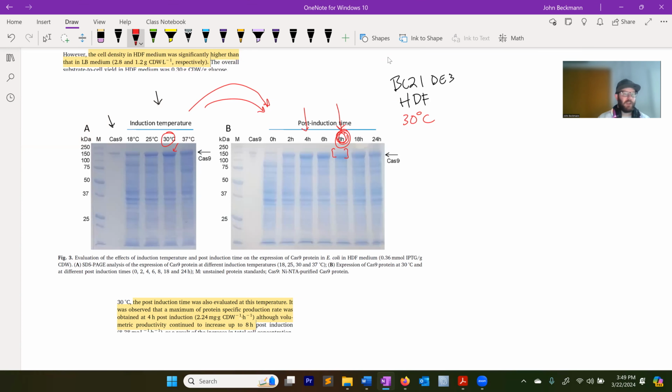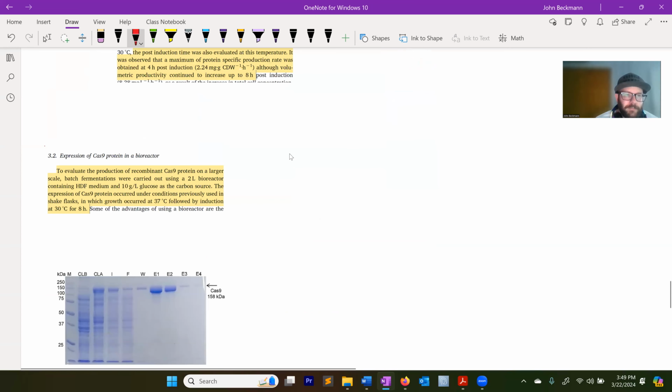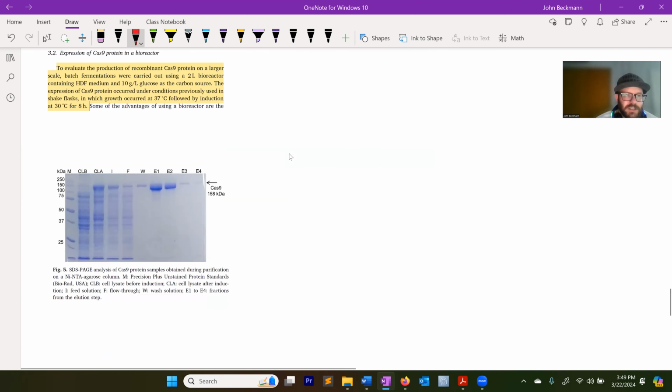Okay, so this is very, very simple data to interpret, just looking at standard SDS-PAGE gels, looking at production of Cas9 protein. So again, you can analyze a lot by just doing very simple experiments. Let's see, what's this last thing?